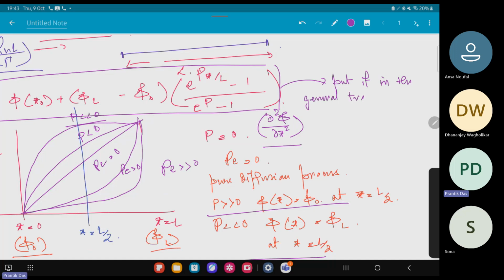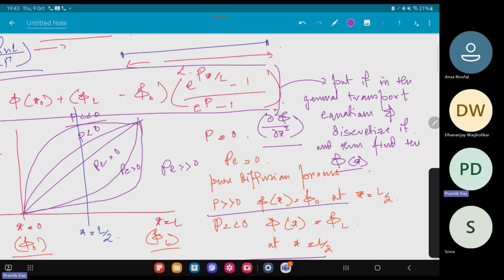and discretize it, and then find the phi profile. Since we are directly able to find the value of x and then discretize by putting that in the general transport equation, we are getting a more accurate profile.